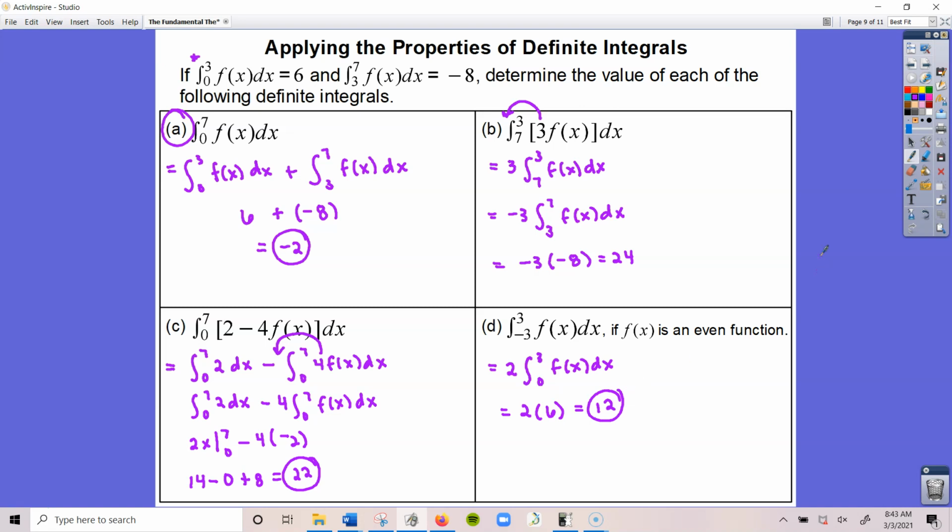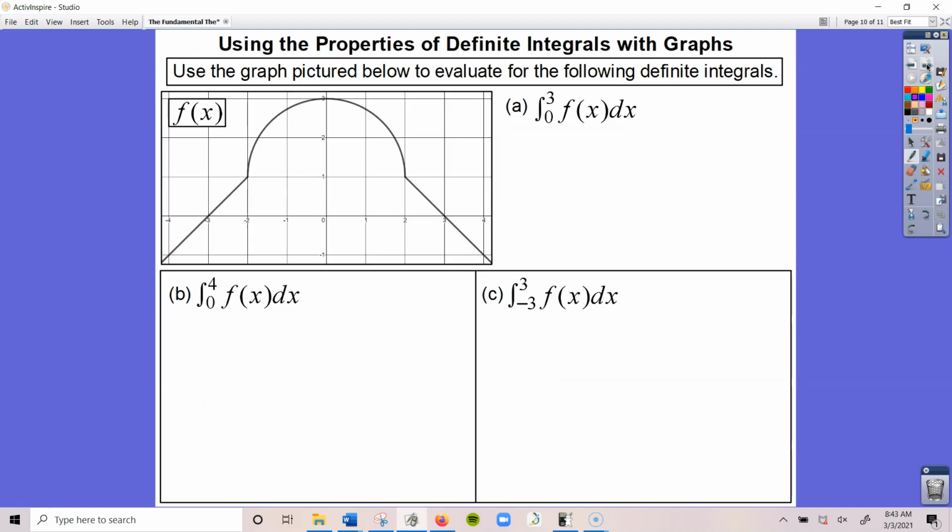Now we're going to use these properties along with graphs. Here we have the graph of f of x, and we want to evaluate all of these integrals. So we have first here the integral from 0 to 3. So here we've got to use a lot of geometry. Here we have 0 to 3, 0, and then here's the 3.